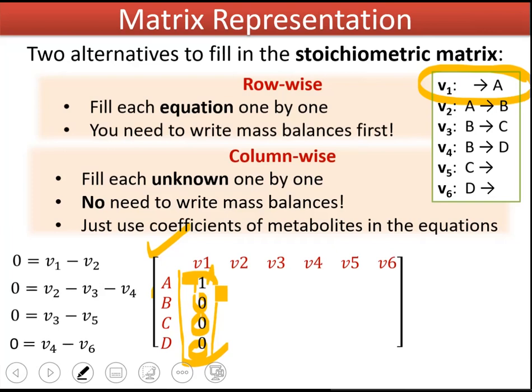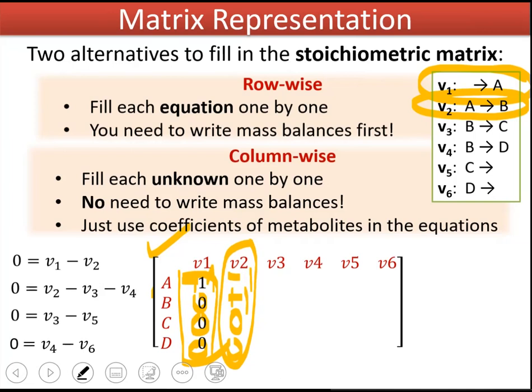Now reaction 2, second column. Again, we don't have any C, we don't have any D here. We have B as a product, +1. There is A, and A is a substrate. For substrates, we write -1.